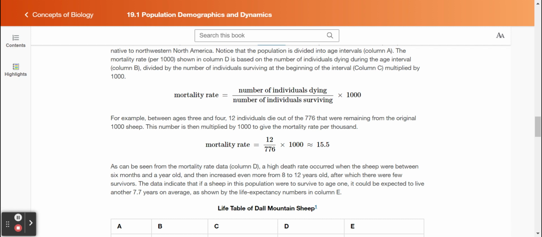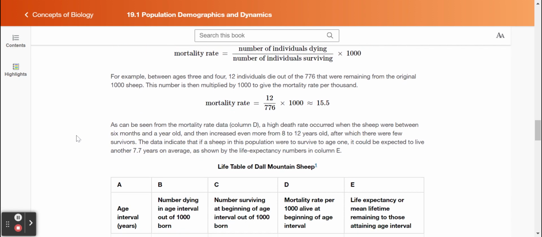The mortality rate is calculated by: mortality rate equals number of individuals dying divided by the number of individuals surviving, times 1,000. For example, between ages 3 and 4, 12 individuals die out of the 776 that were remaining from the original 1,000 sheep. This number is then multiplied by 1,000 to give the mortality rate per 1,000. So in that example, the mortality rate is equal to 12 divided by 776 times 1,000, which is approximately 15.5.